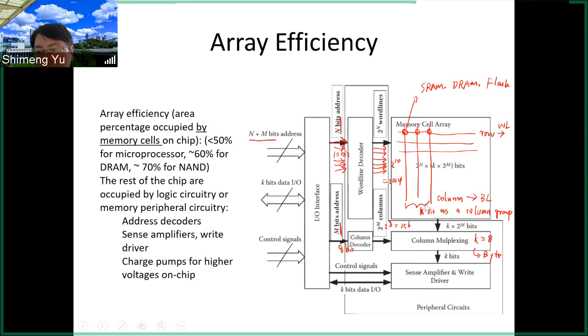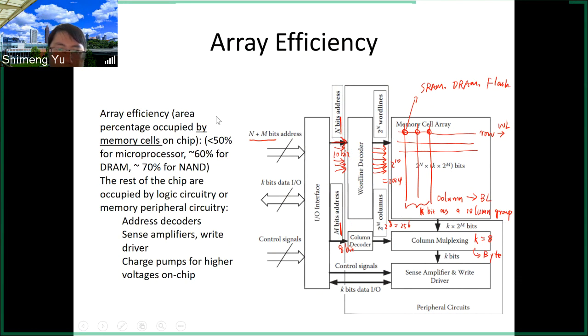If k is 8, then every time we activate one group, we are going to read out the data by 1 byte. Overall, the number of bits is the number of rows, that is 2 to the power n, times the number of column groups, that is 2 to the power m, and each group we are going to read out k bits. So that is 2 to the power n times k times 2 to the power m bits. This is how we organize the memory chip.